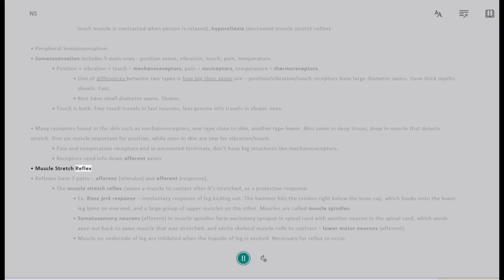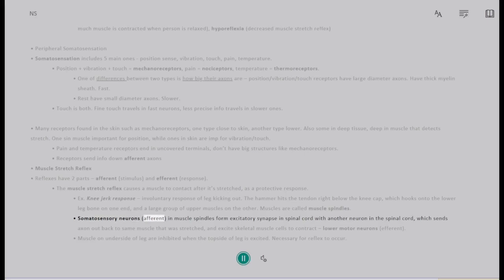Muscle stretch reflex. Reflexes have two parts: afferent, the stimulus, and efferent, the response. The muscle stretch reflex causes a muscle to contract after it's stretched, as a protective response. An example is the knee-jerk response, the involuntary response of the leg kicking out. The hammer hits the tendon right below the kneecap, which hooks onto the lower leg bone on one end, and a large group of upper muscles on the other. Those muscles contain muscle spindles.